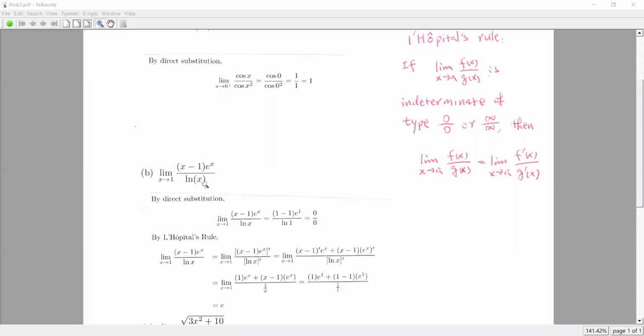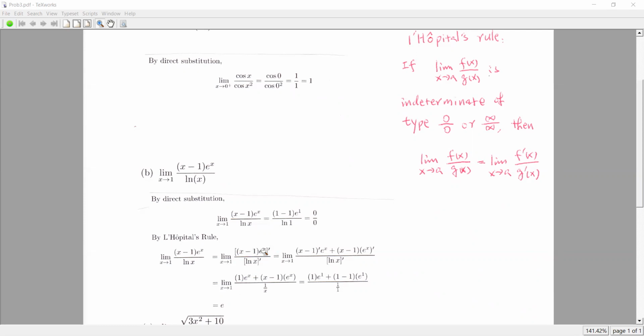Part B, find this limit where x approaches 1. By direct substitution, plug in 1 for x, then the limit is this number. But this number is 0 over 0. I cannot determine it. So I turn to L'Hopital's rule. By L'Hopital's rule, this limit is equal to the limit of the derivative of the numerator over the derivative of the denominator.